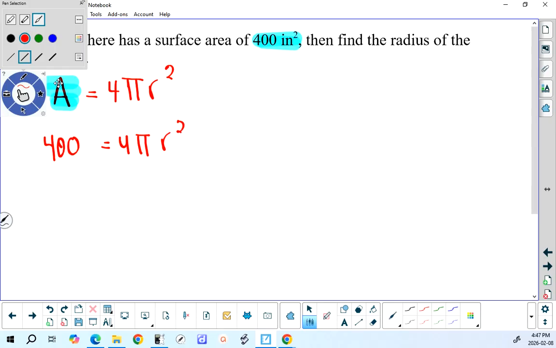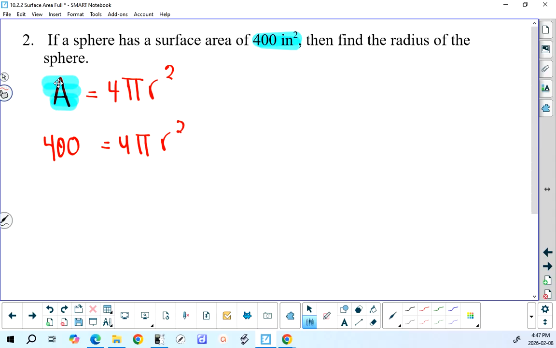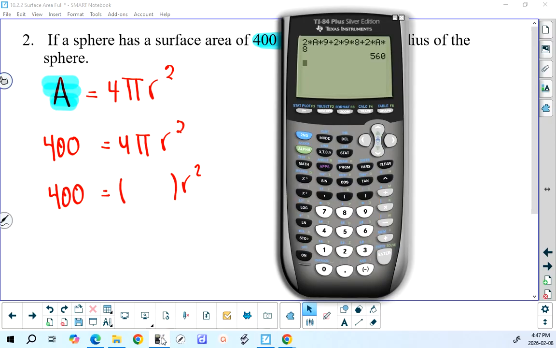Now that's your first step. You put the numbers in. Your second step is simplify. Always your second step is simplifying. So we're going to simplify 4 times pi. We get 400 equals 4 times pi. Let's figure out what that is. And we're going to do it on our calculator by just going 4 times pi. And it's this number. It's about 12.566.